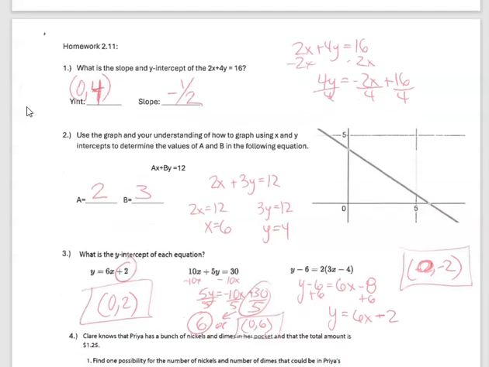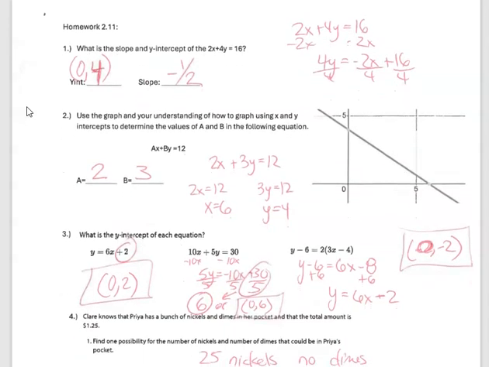Now, when we take a look at the homework here, when they give you an equation like this and it asks what is the y-intercept and the slope, you can't really see it when it's in standard form. So we transformed it into slope-intercept form. And once we had it in slope-intercept form, you could see your slope was -2 over 4, which is the same thing as -1/2.